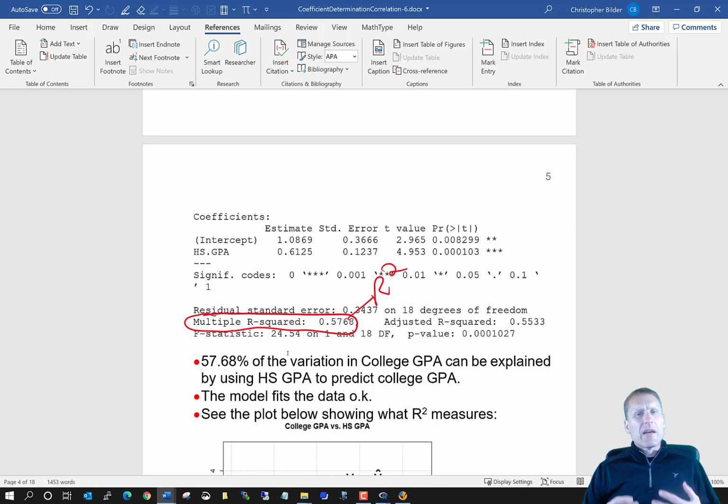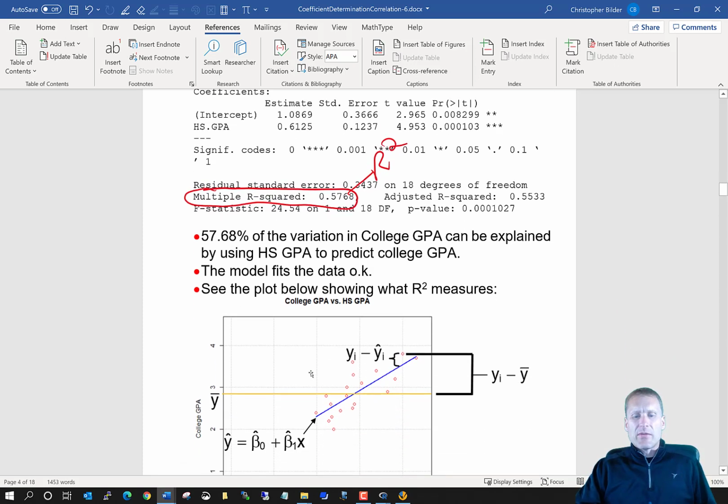So again, that's really a significant amount. What that says is that if I know your high school GPA, I essentially know 58% of how much those college GPAs will be bouncing around. In other words, the variability. I can explain 58% of it by just knowing the high school GPA alone. So overall, the model seems to fit decently.